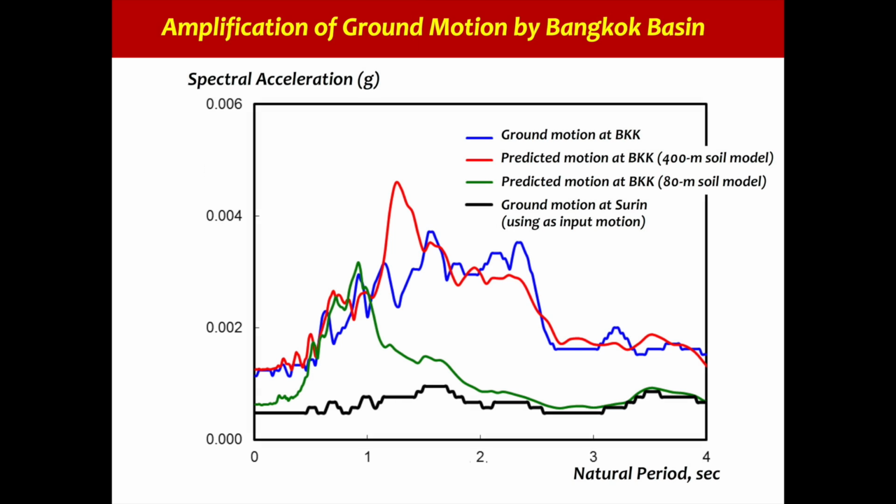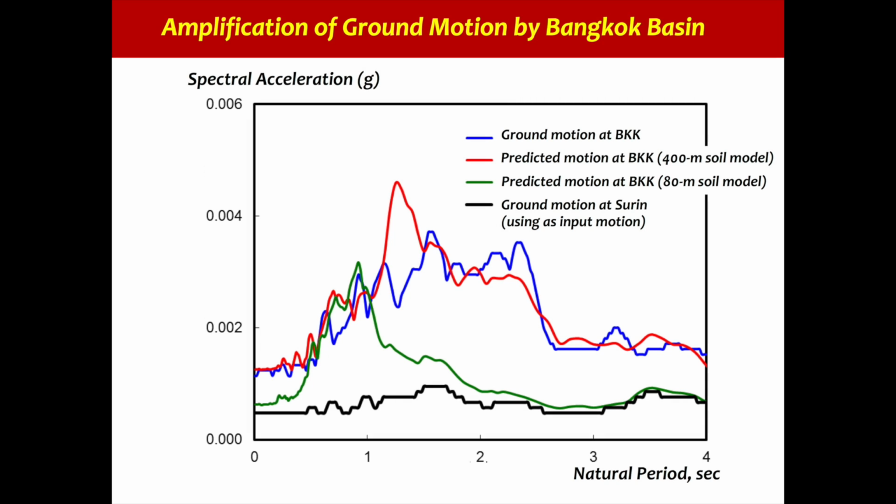Based on this information, we put it into our computer. We put the soil layer of Bangkok over Surin, about an 80 meter soil layer, and then we recalculate the ground motion again. The ground motion on top of the 80 meter deep soil profile is shown by green color. It does not explain what happened in Bangkok.